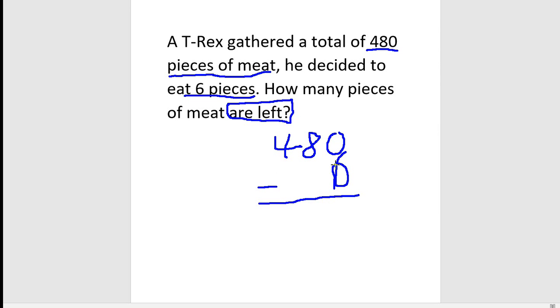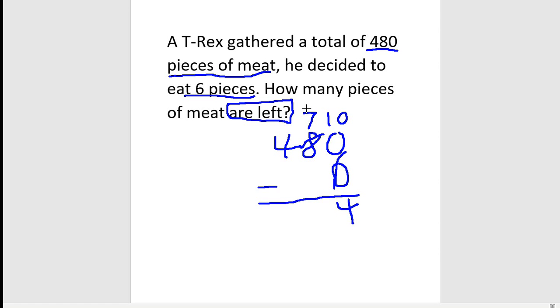So we look in the ones column, and we have 0 and 6, but we cannot subtract 6 from 0, can we? So we're going to have to regroup our numbers. We're going to have to borrow from this 8 in the tens column. This will become a 7, and we're going to have a 10 over here. After we take the 10 from here and add it over here, we have 10 ones. So we have 10 ones and 6 ones, and 10 minus 6 is 4.